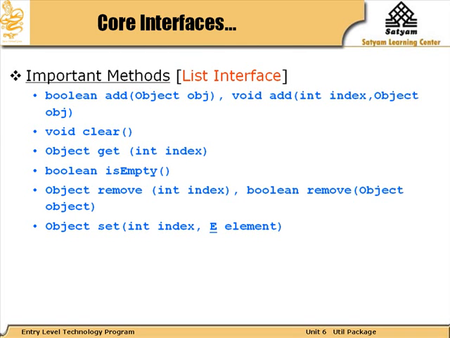Set index and element replaces the object at the specified index, returns the object previously at the specified position. Int size returns the number of elements in the list. toArray returns the array of all the elements in the current order.